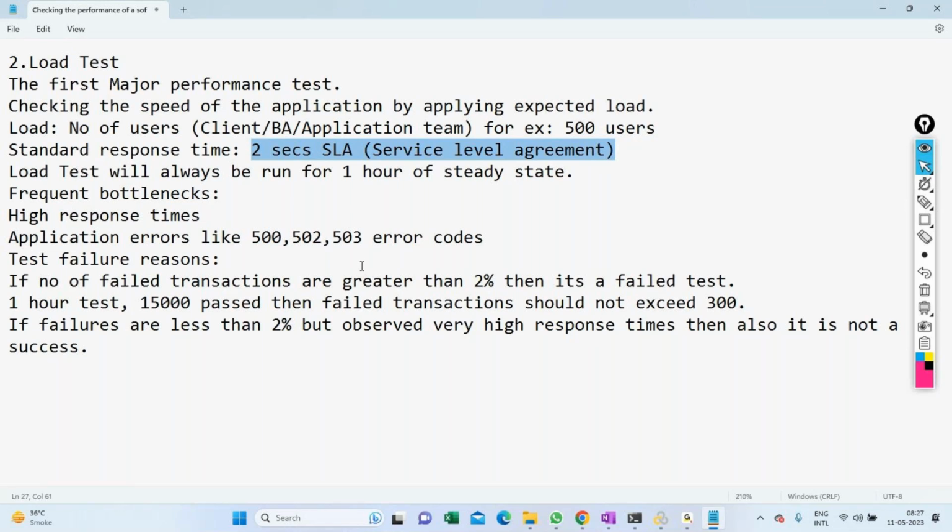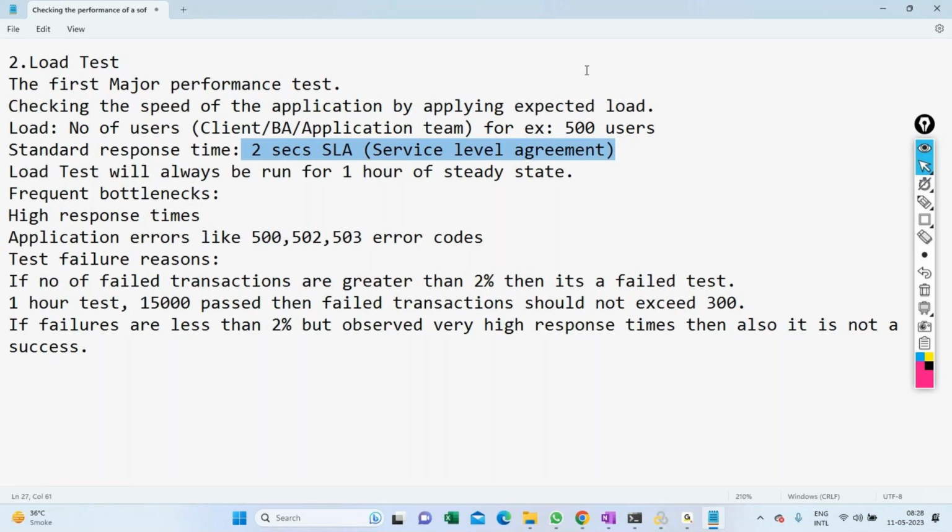That is the agreement, because he is paying a huge amount for the application team, right? He's spending so much money, and now he has his own conditions. So the client will say that for my application, all the response time should be less than 2 seconds. That is the SLA. So when we run a load test, we have to make sure that all the transaction response times are within this SLA.